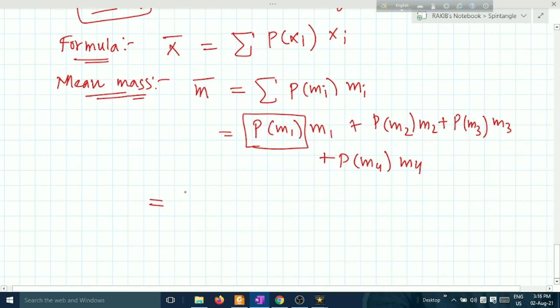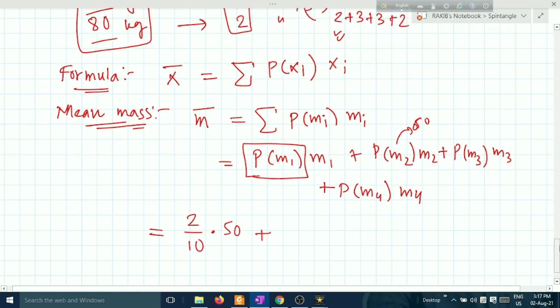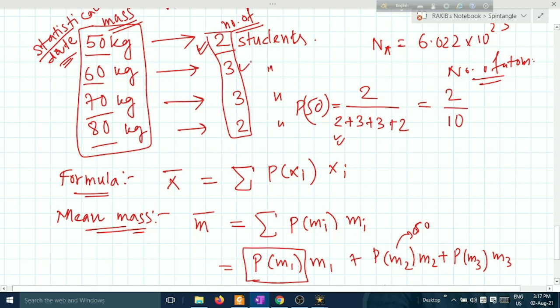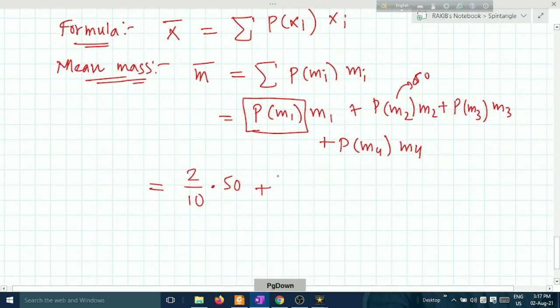Okay, then p of m1 will be 2 by 10, and m1 is 50. Okay, p of m2 is what? This is the 60 kg category. There are 3 students having 60 kg of mass. Therefore the probability is 3 upon 10 times 60 kg.